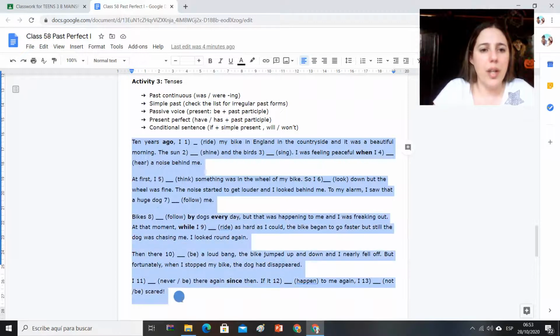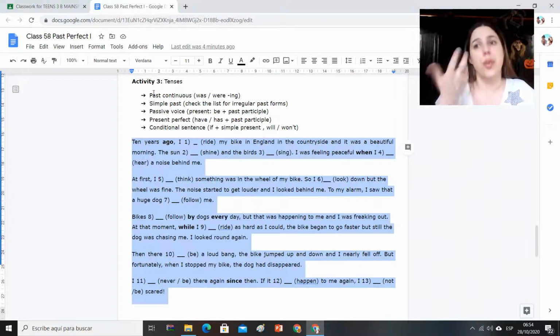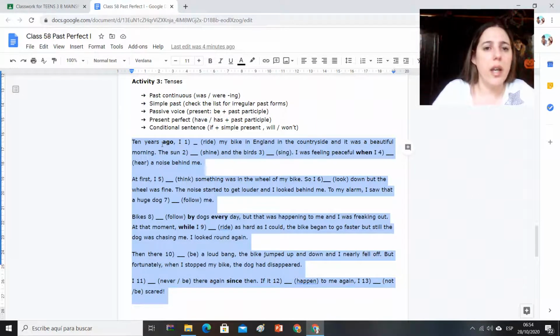gaps, okay, with one of these tenses. Past continuous, simple past. There is one passive voice in present, present perfect, and there is one conditional sentence. People, in 3, pay attention because here I wrote the formula, the structure, so pay attention to it. And to the keywords, ago, when, while, since.